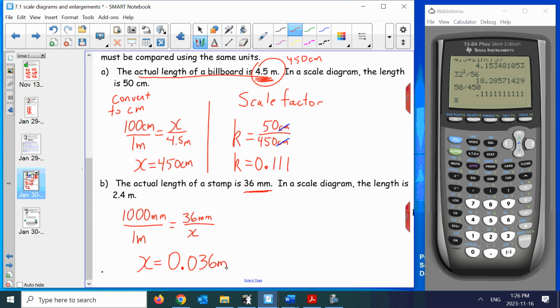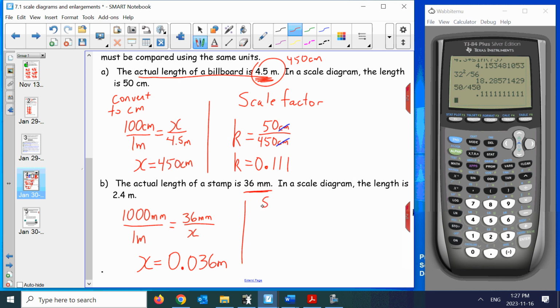You can divide by 1,000. Anything with just 10, 100, 1,000 is just moving the decimal. Use a calculator if you don't know. Still haven't got a scale factor, but now we can do it.